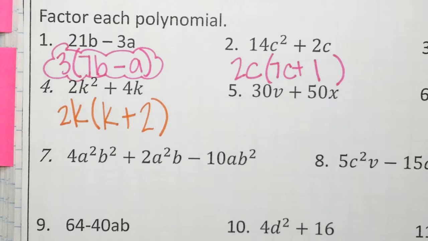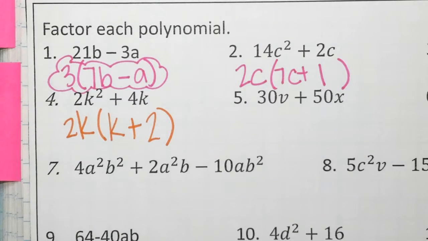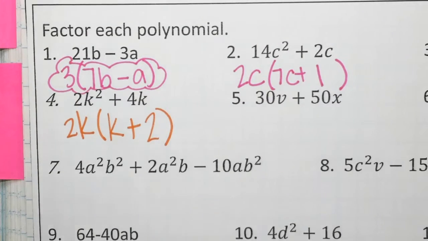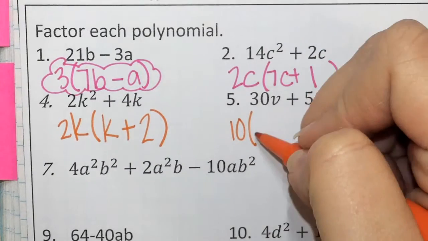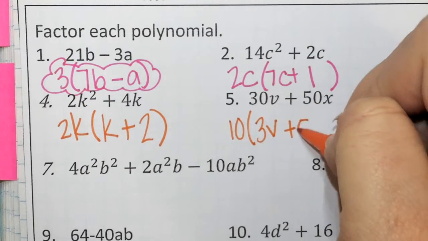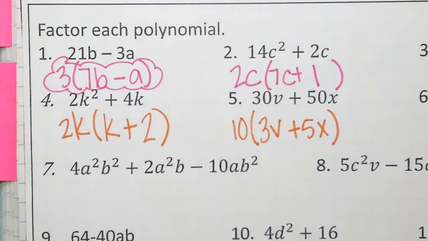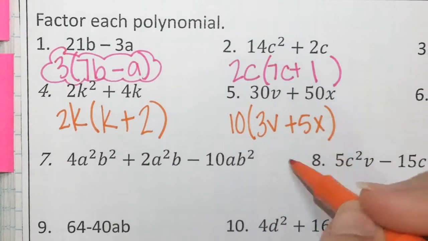Alright, what about number 5? Well, I put 10 for the greatest common factor. Good. And then parentheses 3b plus 5x. Fantastic. Take a point. How many of us got that right? Great job. If we didn't get it right, what mistake did we make?